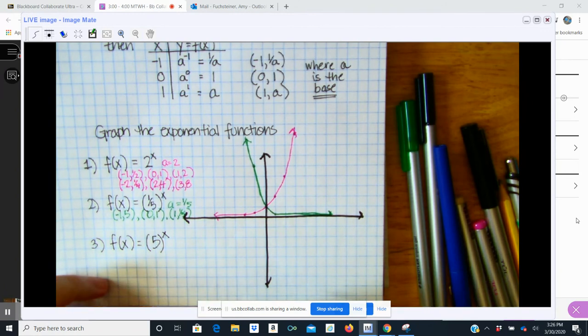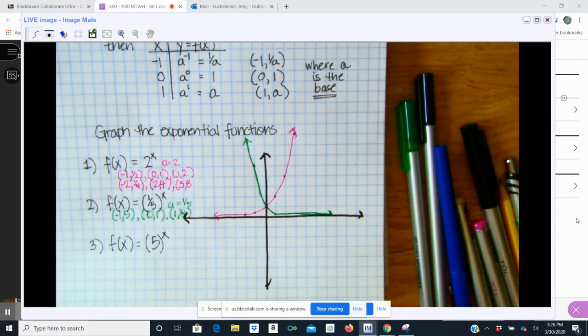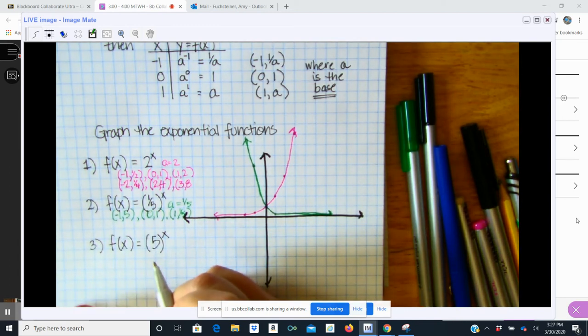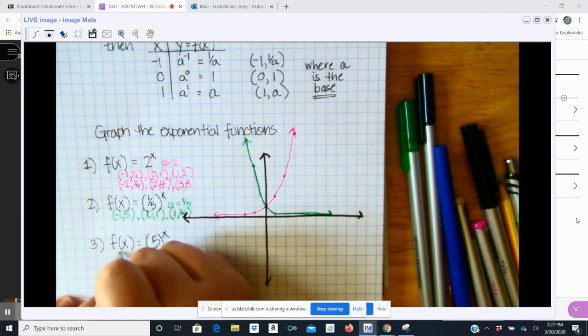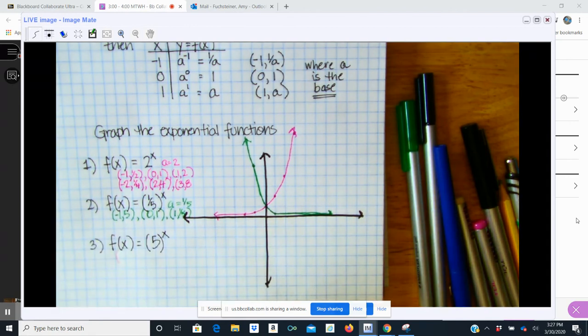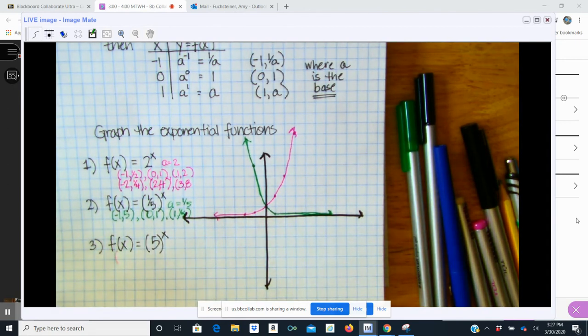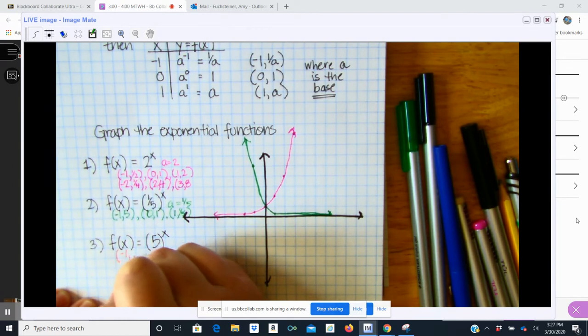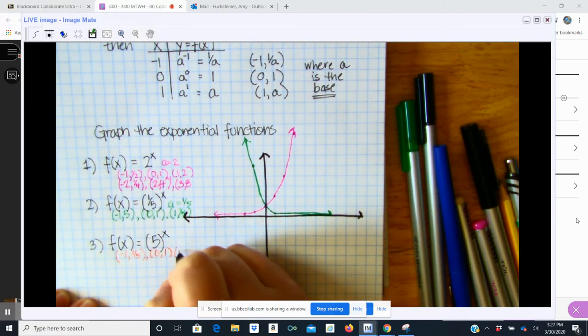So is it always going to have 0, 1 in all the functions then? Unless there's other transformations. In the base function, yes, that will always be a 0, 1. Okay. If there's not a 0, 1, some sort of transformation has been done. We'll do a couple examples of that a little bit later. Okay. So if we're doing this last one, we do a -1, we're going to have a 1/5. We're going to have a 0, 1, and we're going to have a 1, 5.